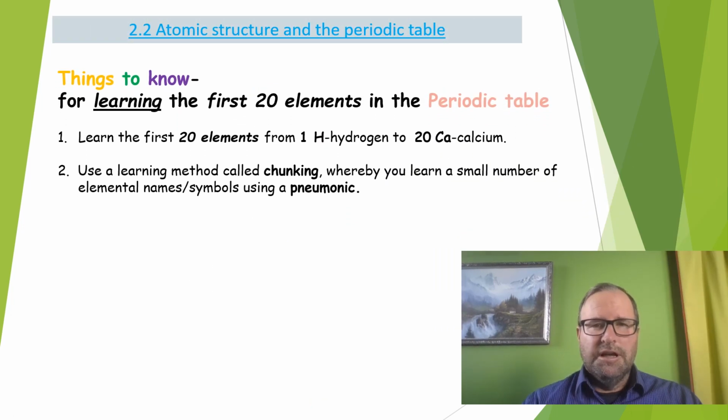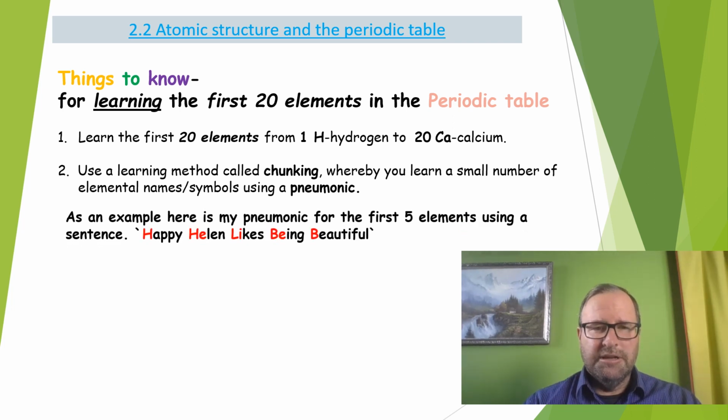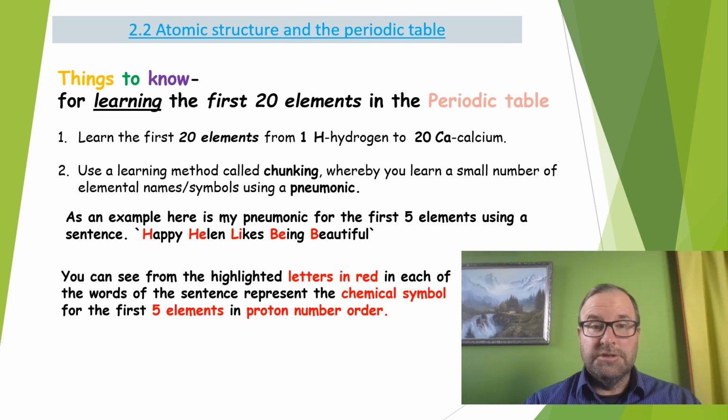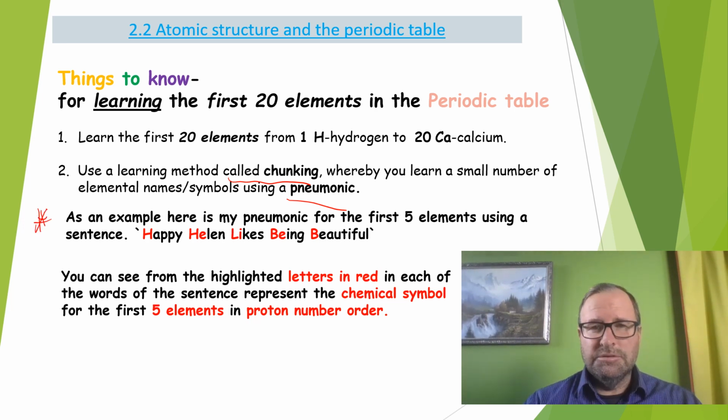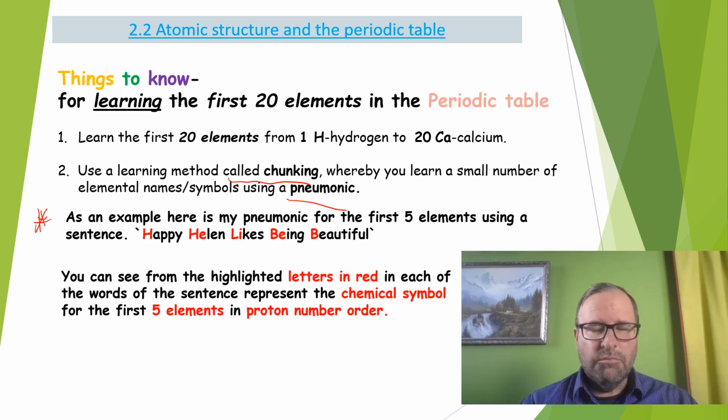Okay, things to know about learning the first 20 elements. I would like you to be able to learn the first 20 elements from hydrogen to calcium, as per the chemistry syllabus of IGCSE. I get my students to learn by chunking, whereby you learn a small number of elemental names and symbols using a mnemonic. Here's a nice simple way. Make sure you use a sentence that you know how to use and can learn best. Make sure you keep it appropriate, but whatever works for you.